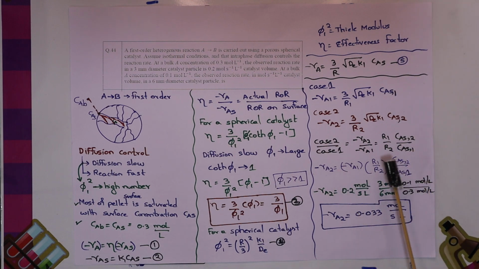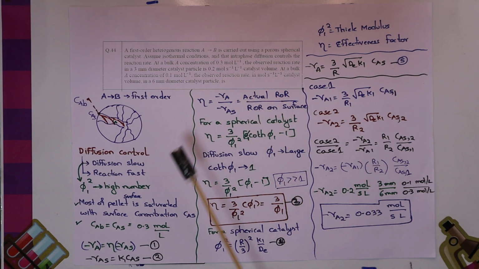If you plug in all the numbers, because you know the rate for case 1, the radius of the pellet for case 1, the radius of the pellet for case 2, and the concentration for case 2 divided by the concentration for case 1. Finally, your answer, the speed of the reaction for case 2, is 0.033 mole per second per liter. This is the answer you are supposed to get.